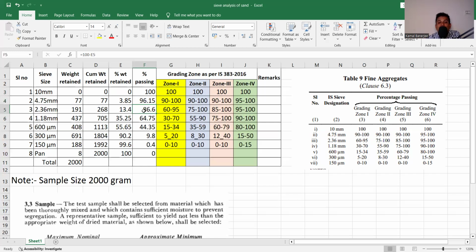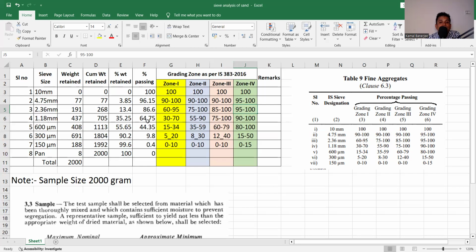Now it is 86.6. It can be zone 1. 75 to 100, so it can be zone 2. Here it is 85 to 100. It can be zone 3 because it is 86.6. But here it is 95 to 100, so it cannot be zone 4. So zone 4 is ruled out. So now this can be zone 1, zone 2, zone 3, not zone 4.